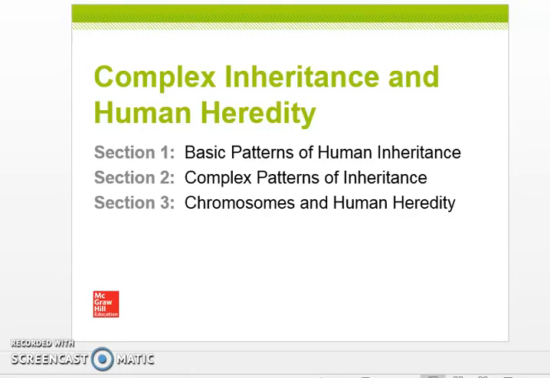Biology students, this is 11.1, Complex Inheritance and Human Heredity, which we touched on at the end of the last chapter when we were discussing speciation and polyploidy. So there are 3 sections here: basic patterns of human inheritance, complex patterns of human inheritance, and chromosomes and human heredity.